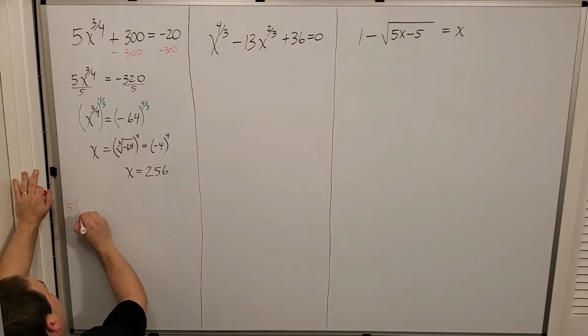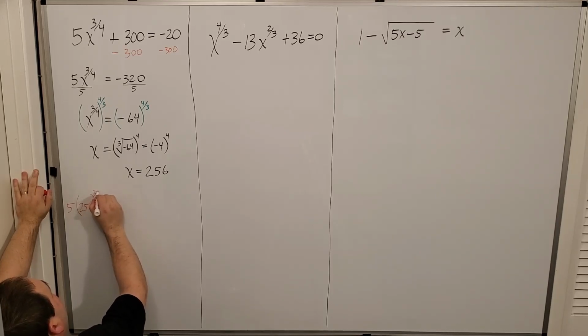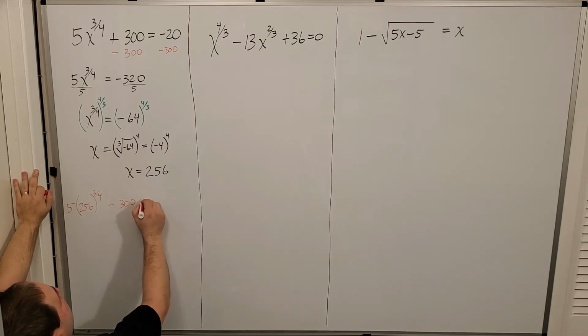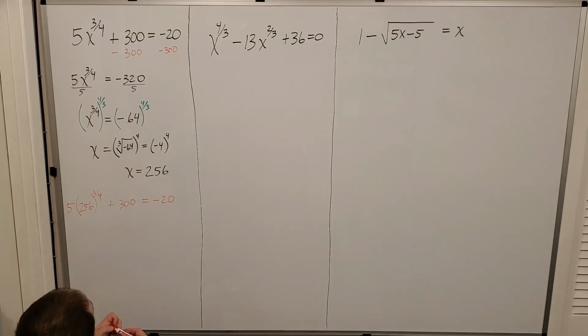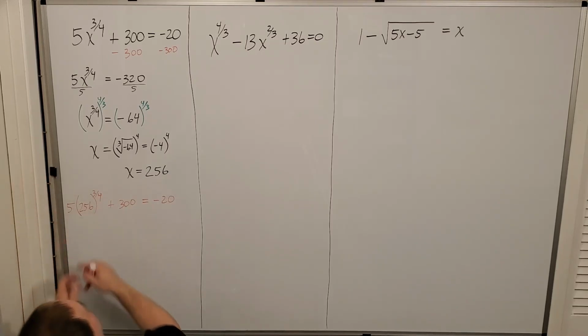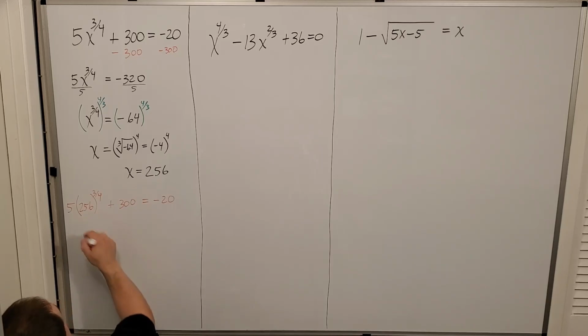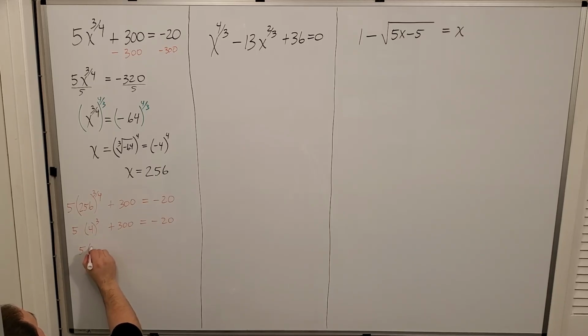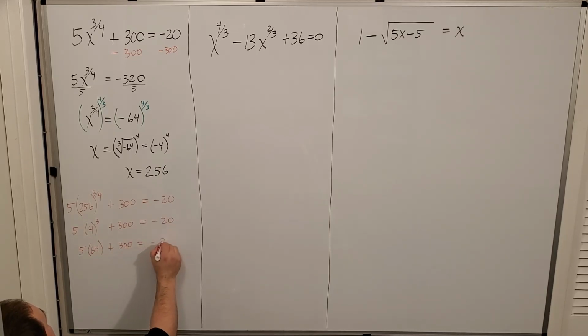I have 5 times 256 raised to the 3/4 power plus 300 is equal to negative 20. Well right here, I need to do 256 to the 3/4. So that's going to be the 4th root of 256, which is 4, to the 3rd power. 4 to the 3rd power is 64. And then 5 times 64 is 320. And then 320 plus 300 is 620.